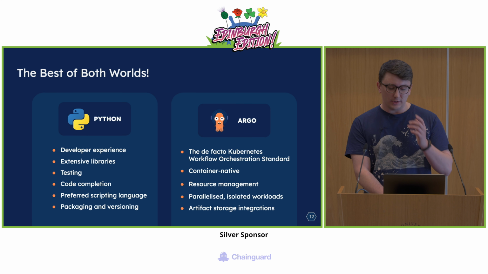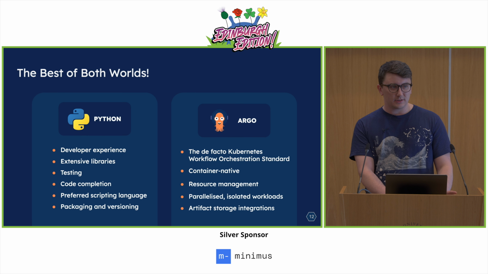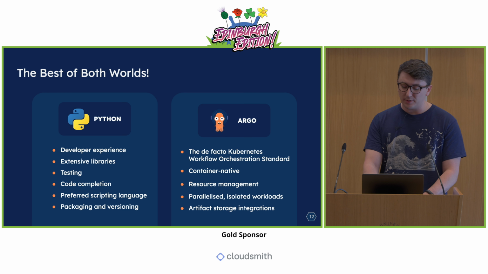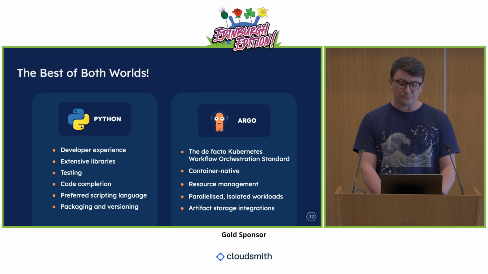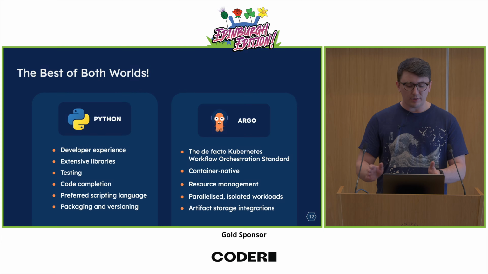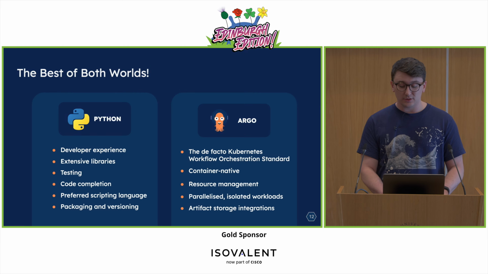So Python's got all these great things like developer experience, libraries, testing, you get your code completion, it's the preferred scripting language for many people, packaging and versioning. And with Argo, we get all those benefits of Kubernetes that we mentioned earlier. So we get resource management, we get parallelized workloads and artifact storage integrations.